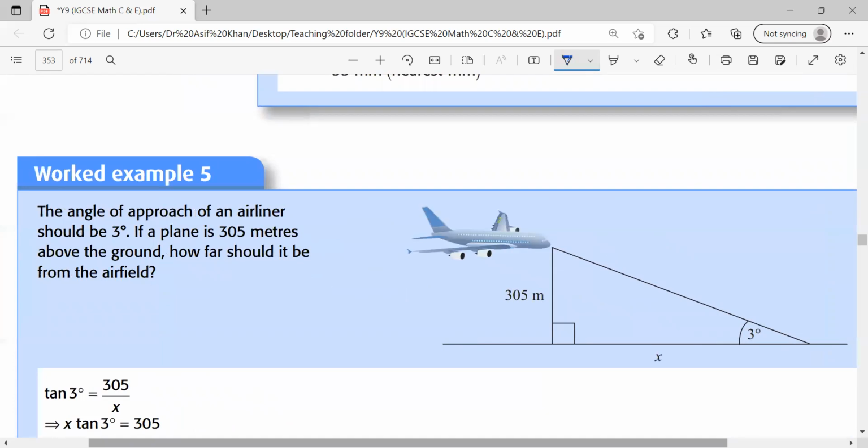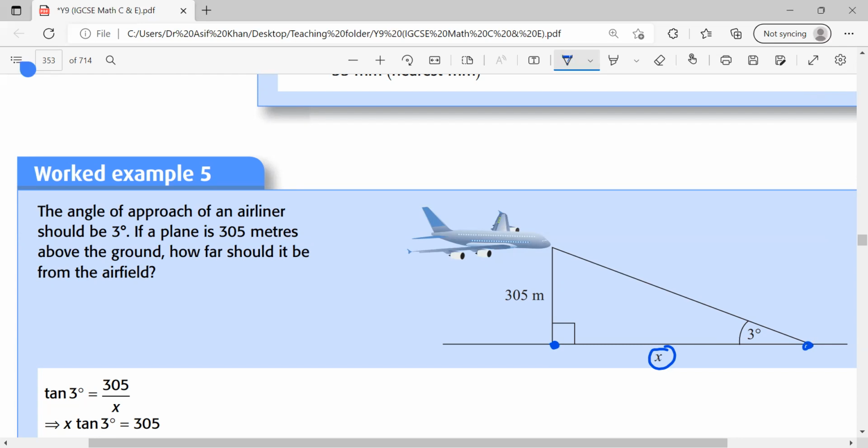In this one, read this question. The angle of approach of an aircraft should be 3 degrees. If a plane is 305 meters above the ground, how far should it be from the airfield? It means he is asking about this x value, the distance from here till there.